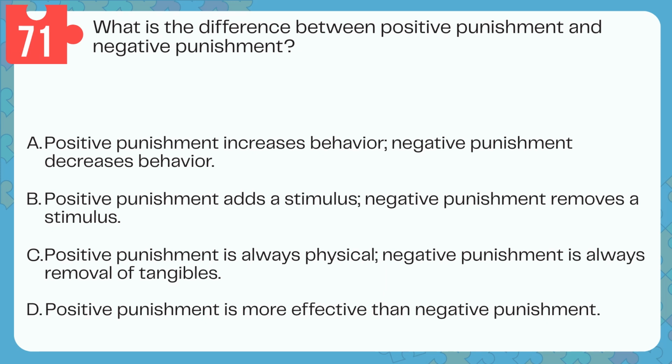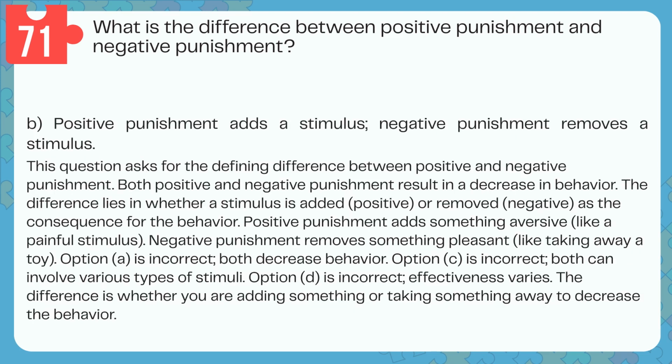Question 71. What is the difference between positive punishment and negative punishment? A. Positive punishment increases behavior. Negative punishment decreases behavior. B. Positive punishment adds a stimulus. Negative punishment removes a stimulus. C. Positive punishment is always physical. Negative punishment is always removal of tangibles. D. Positive punishment is more effective than negative punishment.